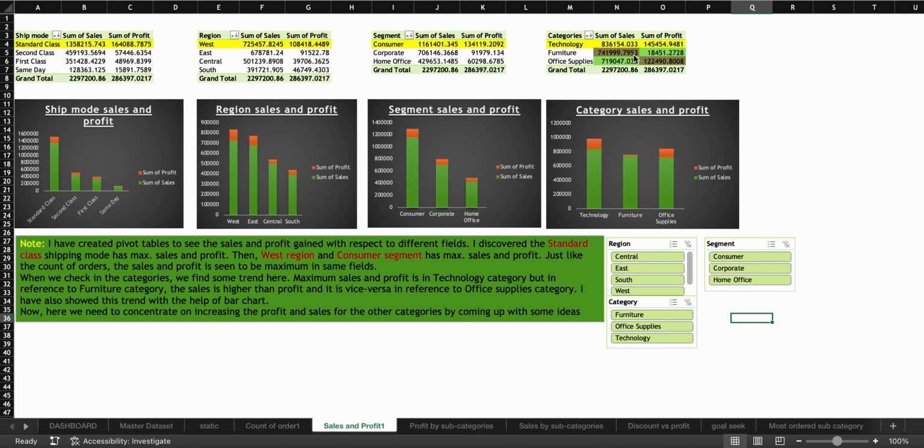But here we can see a different trend: furniture, which is having high sales, is having very low profit, while office supplies is having very low sales but very high profit. So these are inversely related here. So we can see a bit of a trend here.